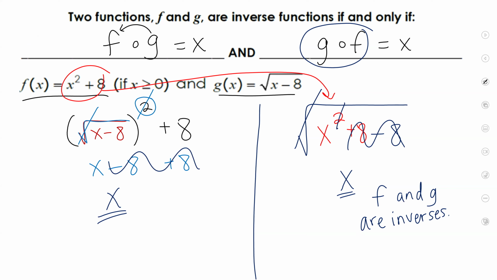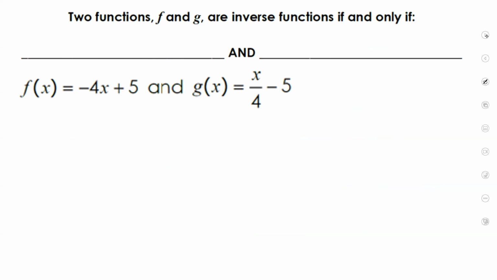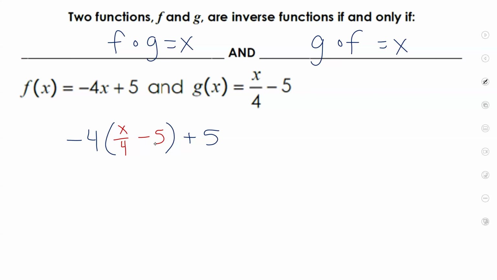Let's try another one. Actually, you try this one. So you guys put g inside of f. Did y'all set it up like this? Okay, nice. And let's just distribute. Negative 4 times x is negative 4x, and it's over 4. Does this part make sense so far?